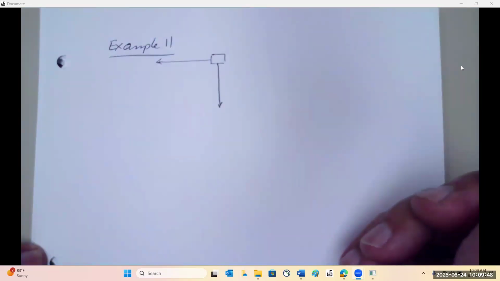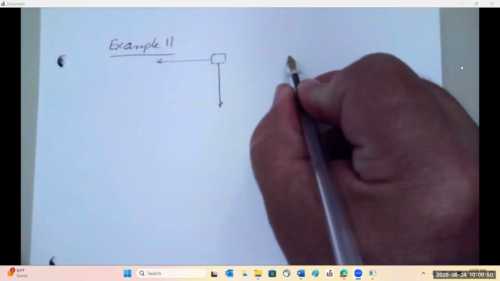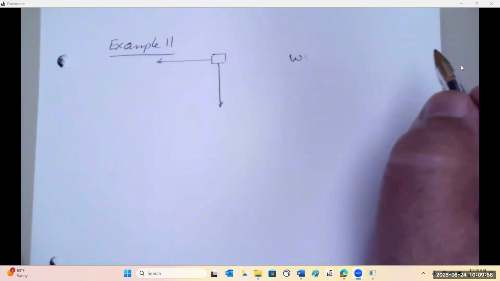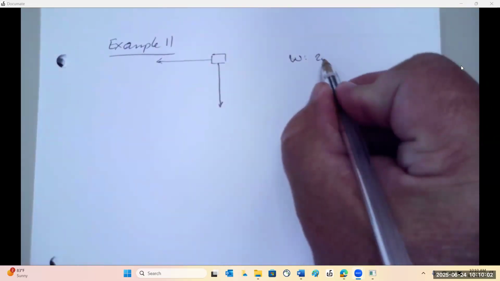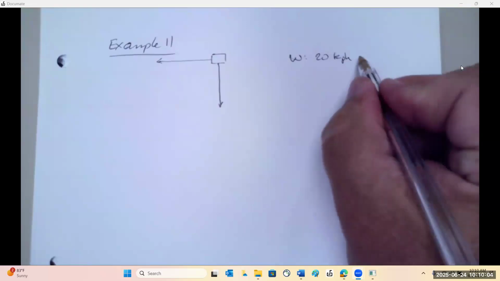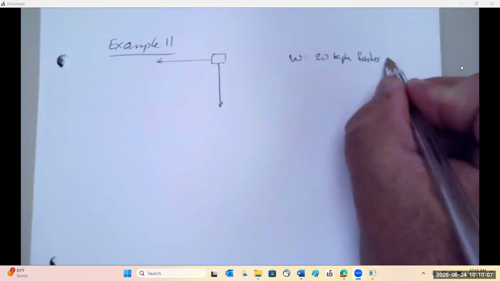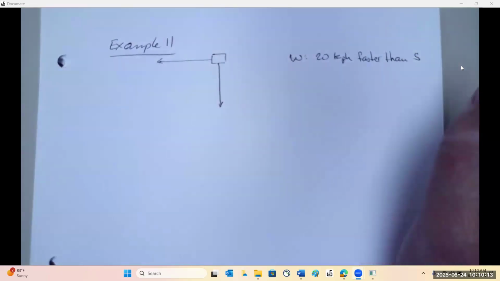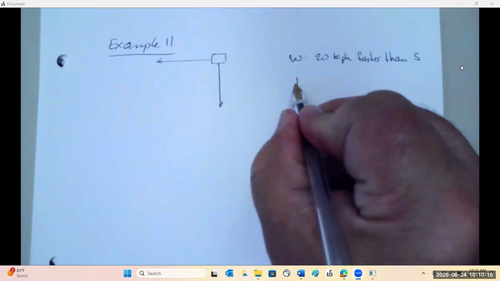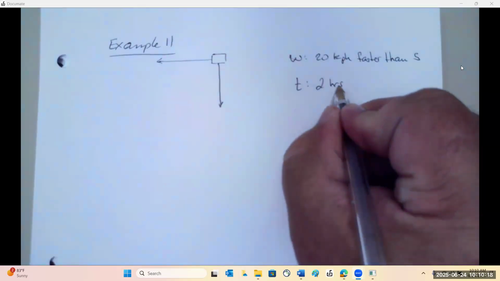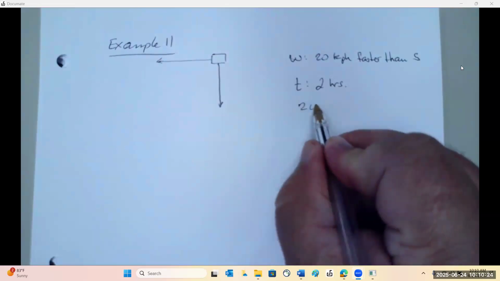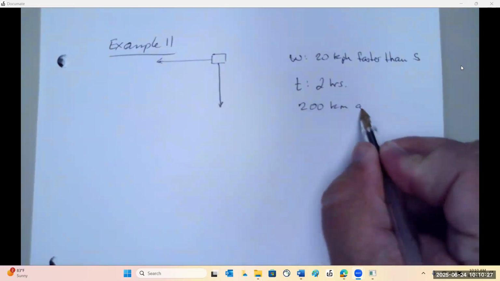The train traveling west is 20 kilometers an hour faster than the train going south. After 2 hours, the trains are 200 kilometers apart.